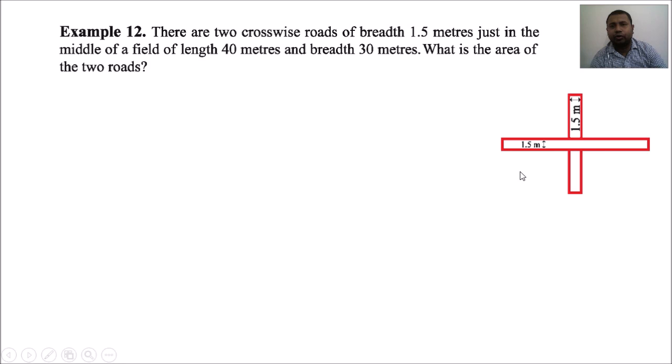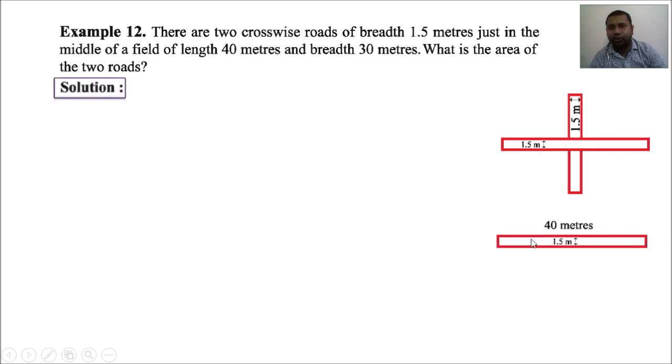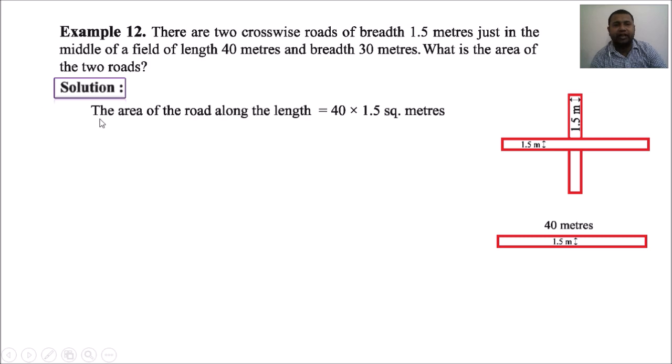So here I am going to separate this road, and you can see the length of the road is 40 meters and the breadth of the road is 1.5 meters. So here it is written: the area of the road along the length equals 40 into 1.5 square meters. This is the length, this is the breadth of the road. So the area is 60 square meters.